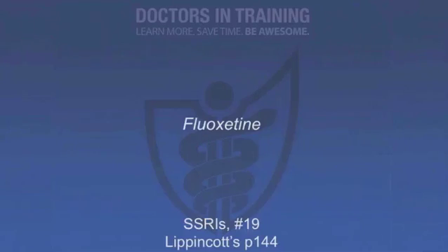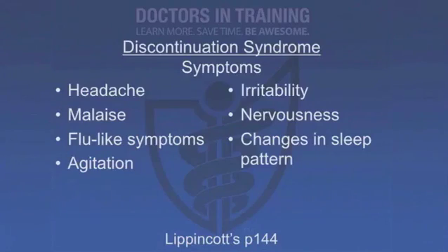Which SSRI do you think has the lowest risk of discontinuation syndrome? You're correct. Fluoxetine has the lowest risk of causing an SSRI discontinuation syndrome because of its long half-life and the long half-life of its active metabolite. Possible signs and symptoms of such a serotonin-related discontinuation syndrome include headache, malaise and flu-like symptoms, agitation and irritability, nervousness, and changes in sleep patterns.